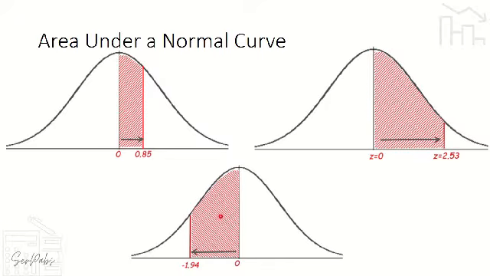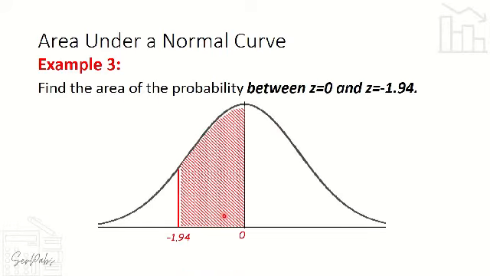So, therefore, the area is located at the left side of our mean. Okay, let's go back with example number 3. So we have the area between negative 1.94 and 0, or vice versa, 0 and negative 1.94.